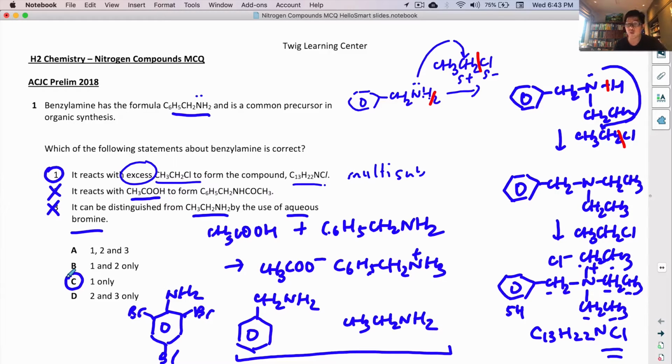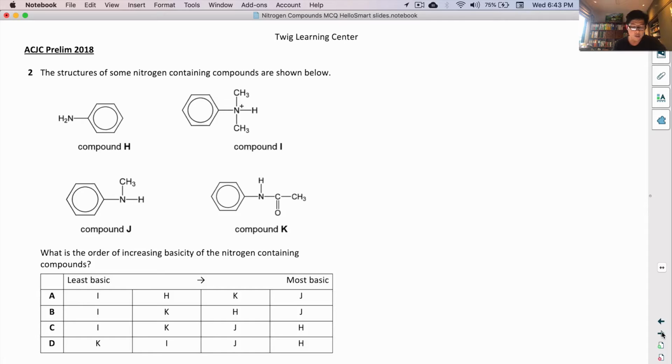Okay, let's move on to the next question. The structures of some nitrogen-containing compounds are shown below. What's the order of increasing basicity of the nitrogen-containing compounds? This one is actually a conjugate acid of this amine here. Let me just draw it out nicely. It's a conjugate acid of this amine, so this is actually an acid.